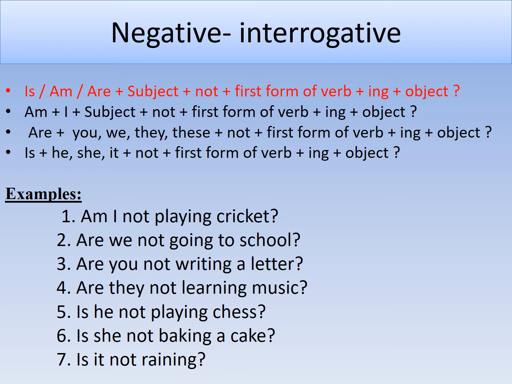Now let us see how to convert the statements into negative interrogative. Here the rules are is, am or are plus subject plus not plus first form of verb plus ing plus object, then question mark in the end. Let us go through the examples. Am I not playing cricket?